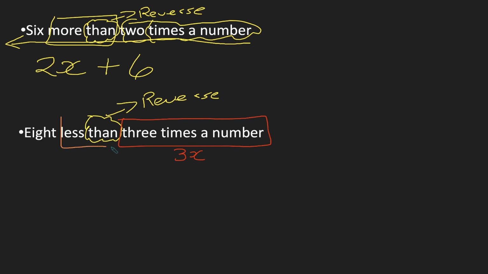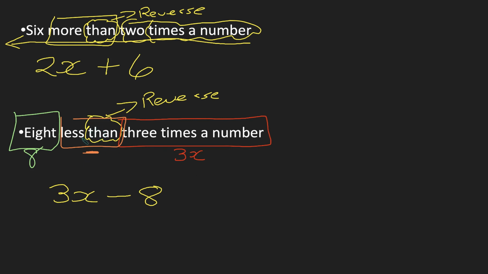Then you have your less than, which means to subtract. And then finally you have your 8. But remember, we're writing our answer in reverse. So it's going to be 3x minus 8, not 8 minus 3x. And remember why you're reversing.